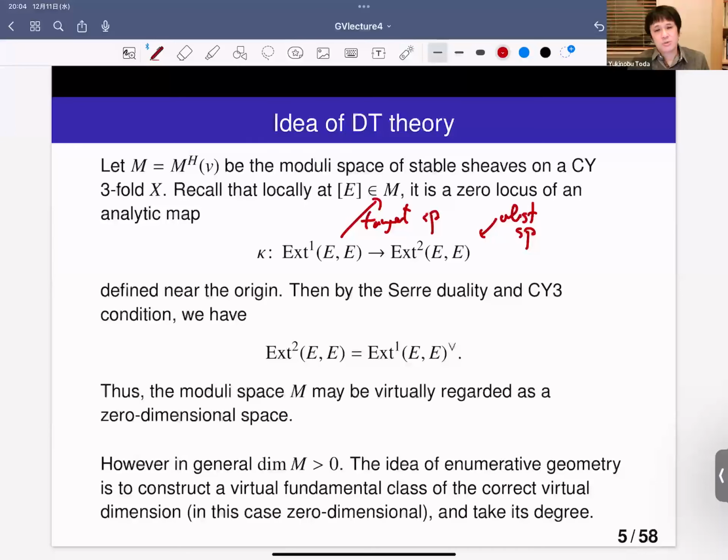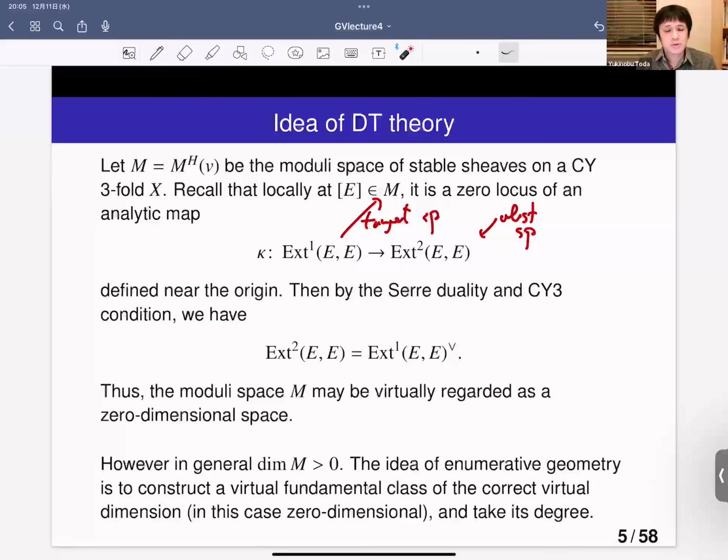The first order deformation of this sheaf is governed by this Ext^1. But there is an obstruction class here, so that this obstruction vanishes if and only if the sheaf can be further deformed to higher order. This information can be packaged into the so-called Kuranishi map: at least in an analytic neighborhood of the origin of Ext^1(E,E), there is a complex analytic map from Ext^1 to Ext^2, such that this moduli space is cut out by this function.